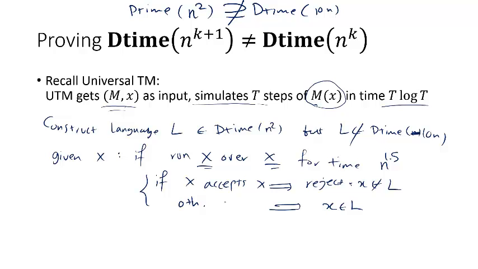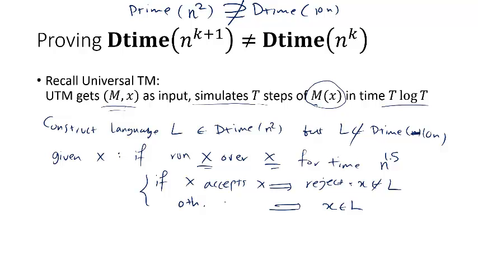So what's going on? I take an input, I run the input over itself, and I do the opposite. So if it accepts itself, I reject. If it rejects, I accept. It's close to what we did in the halting problem. Yeah, in the halting problem, we run over itself, and we decided the opposite. We are doing a very similar thing here.